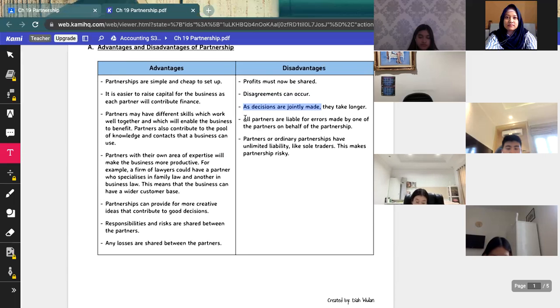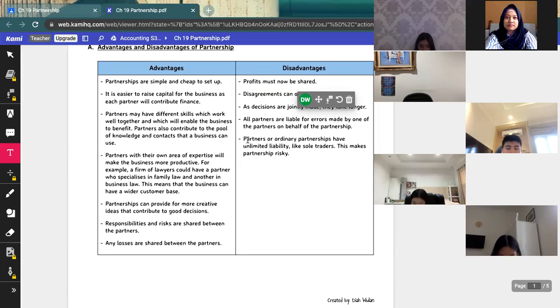And then number 4, all partners are liable for errors made by one of the partners on behalf of the partnership. So let's say, speaking of the partnership made by Kenya, Fisher, and Nicole, let's say Nicole made a bad decision. Even though it is her decision, all partners will get the effect of it. They are also liable for the errors.